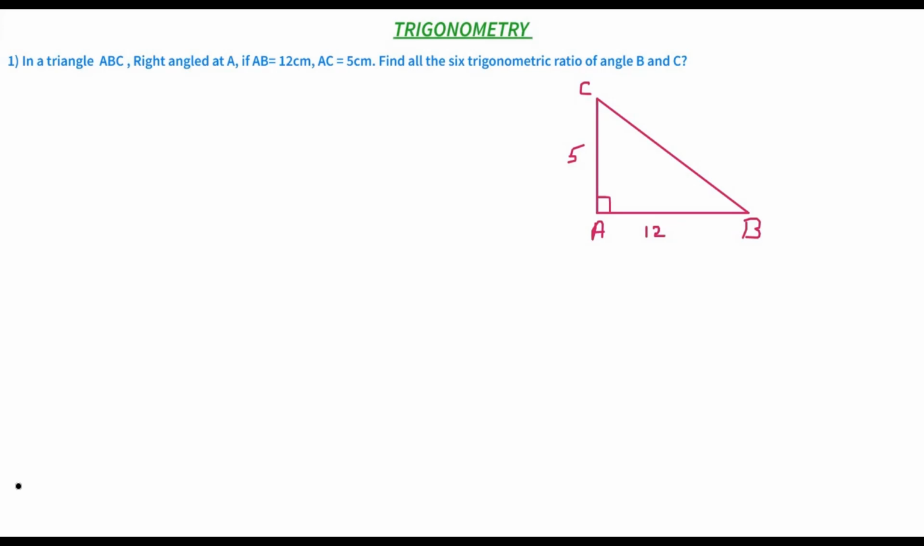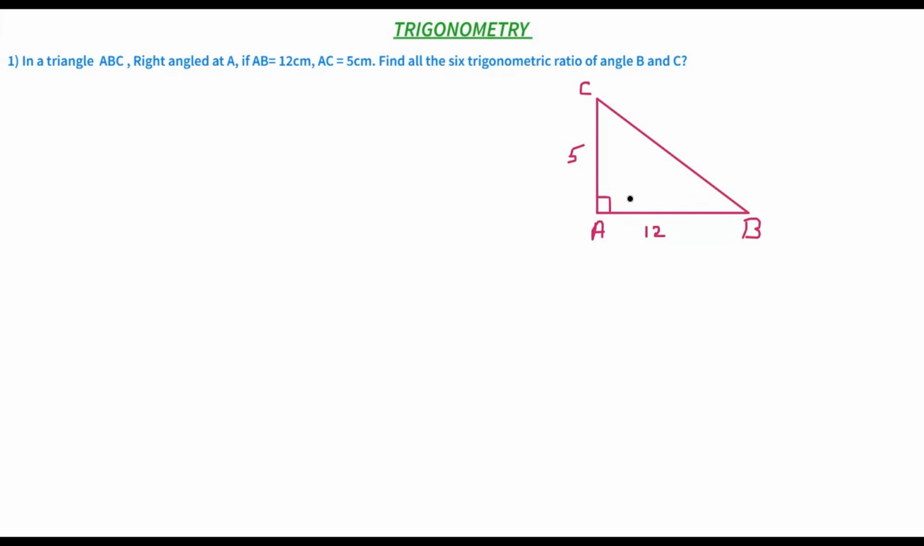Now let's see the first question for today. In a triangle ABC, right angled at A, if AB equals 12 cm, AC equals 5 cm, find all the 6 trigonometric ratios of angle B and C. So we have to find all the 6 trigonometrical ratios like sine, cos, tan, cosec, sec and cot. We have to find all the 6 for B as well as C.